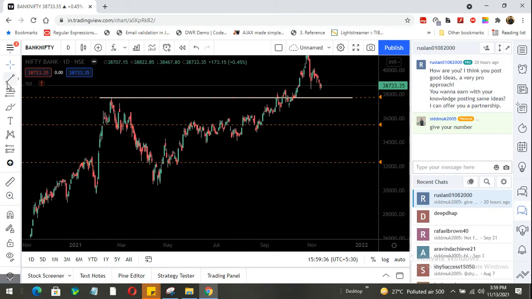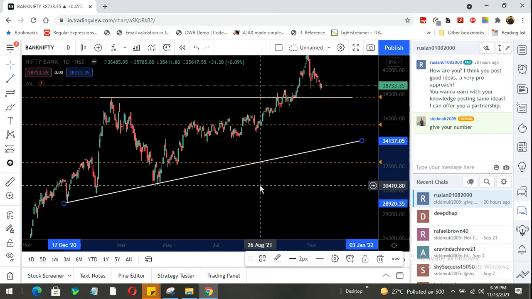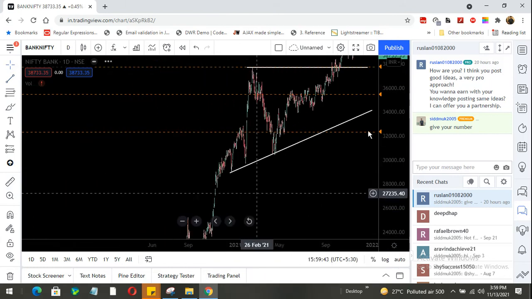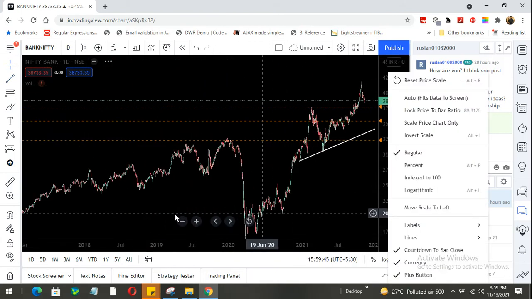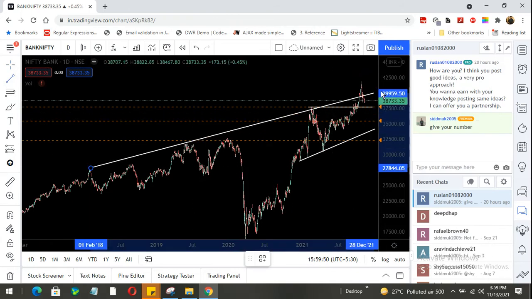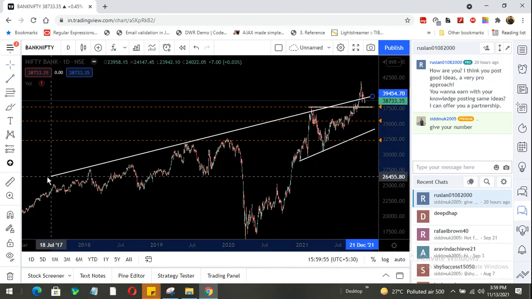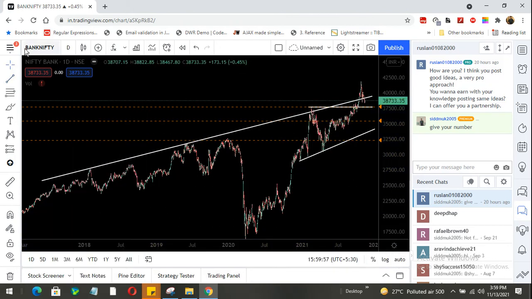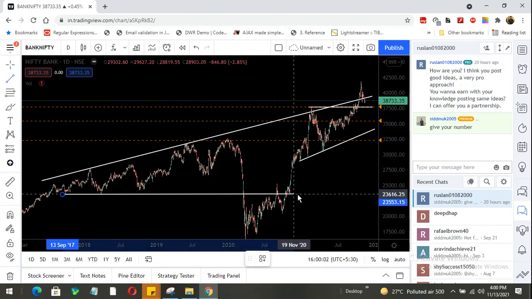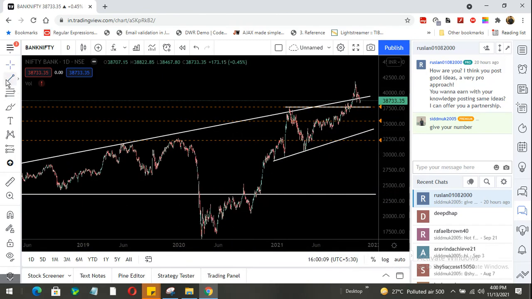So I have drawn this one. Another trend line I will draw. This is another trend line in the daily chart. If I make it a little bit bigger, this is another trend line. This is another trend line. This is another trend line.